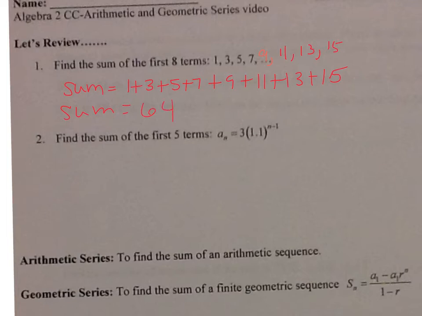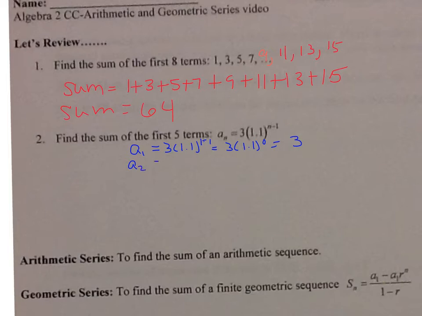Okay, find the sum of the first 5 terms. So I don't have my terms, I have a formula here: a sub n equals 3 times 1.1 raised to the n minus 1 power. I need the first 5 terms. I'm going to start with a sub 1 being my first term. So it's 3 times 1.1 raised to the 1 minus 1 power, which is 0. So it's 3 times 1.1 to the 0 power, and that's equal to 3.